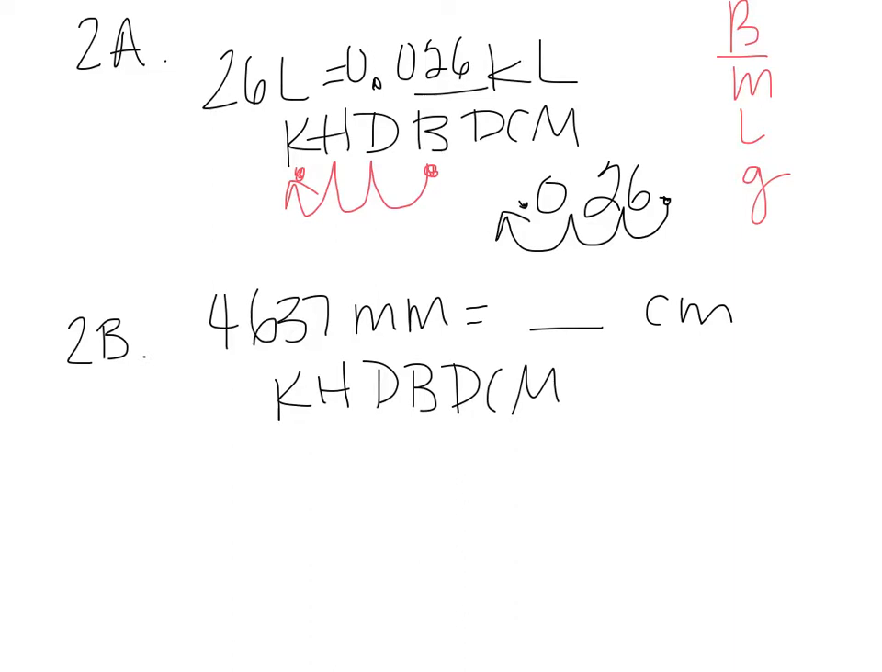So I'm going to turn it off for a minute and have you try the second one, and then I'll go over it with you. Okay, so we're starting with millimeters, which is all the way on the right, and we're going to centimeters, which is 1 space to the left. So if your number is 4,637, your decimal point starts all the way at the end. You have to move it 1 place to the left, so you get 463.7.